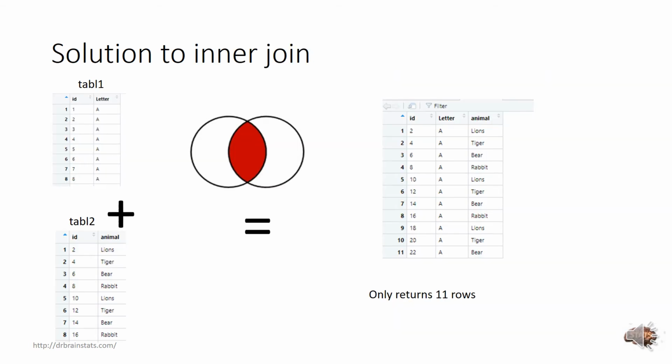And this is our solution to the inner join. As you can see, it will only bring back 11 rows, because this is when the ID in table 1 and ID in table 2 are the same.